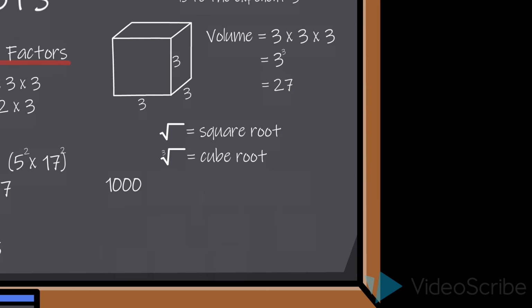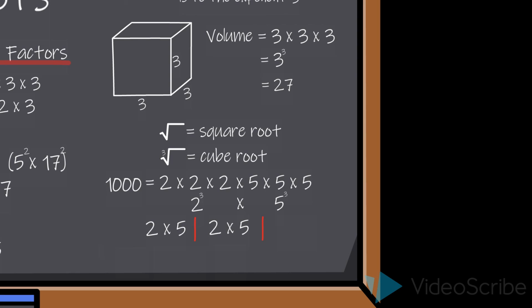Using product of prime factors, 1,000 equals 2 times 2 times 2 times 5 times 5 times 5, or 2 cubed times 5 cubed. If we split these evenly into 3 groups, we would get 2 times 5, 2 times 5, and 2 times 5. The result of one of these groups is our cube root of 1,000. So, the cube root of 1,000 equals 2 times 5, or 10.